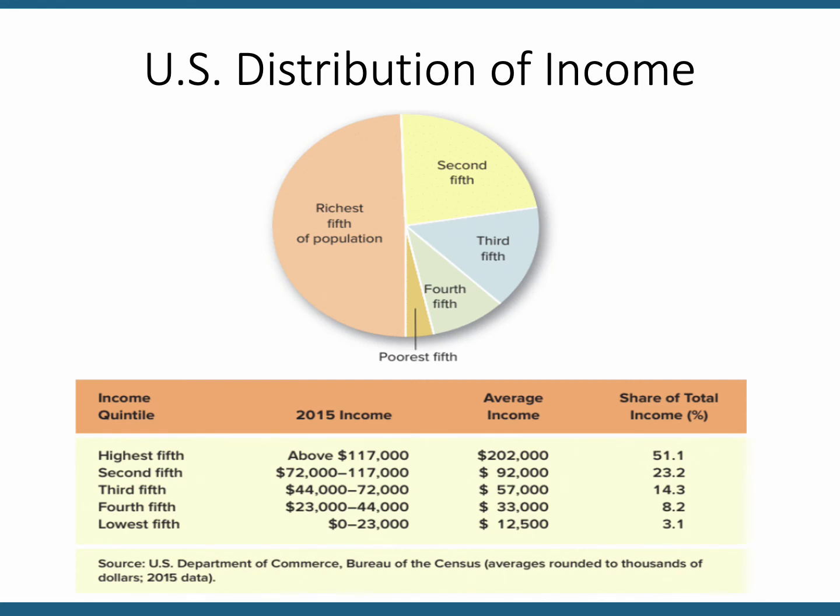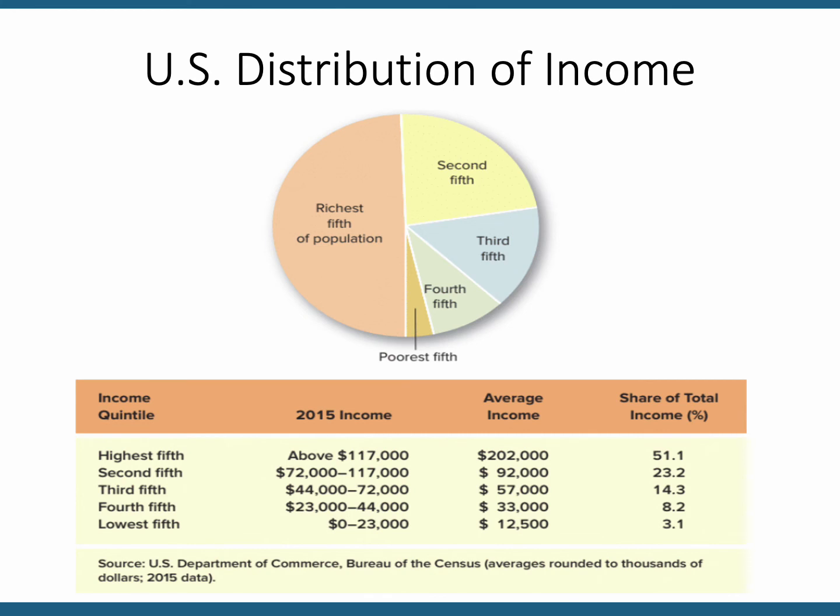So here are the quintiles. The highest fifth, again, you've got everybody lined up in order of their income. The top 20% of the people are earning 51% of total income. Half of all total income is being earned by the top fifth. The next fifth earns 23%. The middle fifth earns 14%, and the bottom fifth earns only 3%.